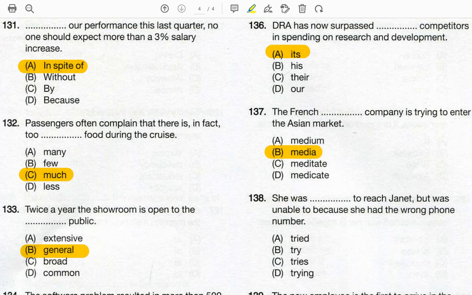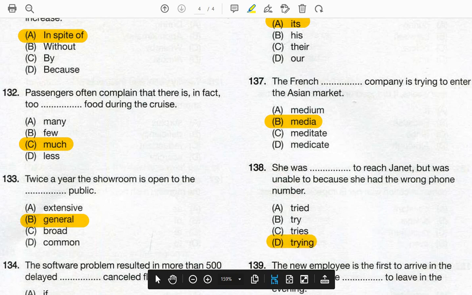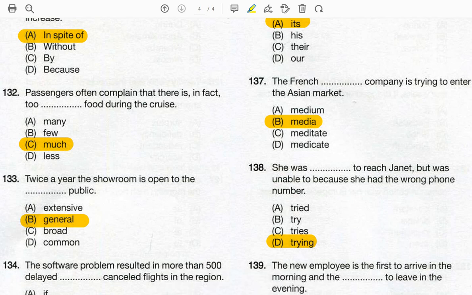The next, she was trying to reach Janet but was unable to because she had the wrong phone number. So actually, trying, the present participle, completes this sentence. A option tried is the past tense, B option try is the infinitive, and C option tries is the third person singular.